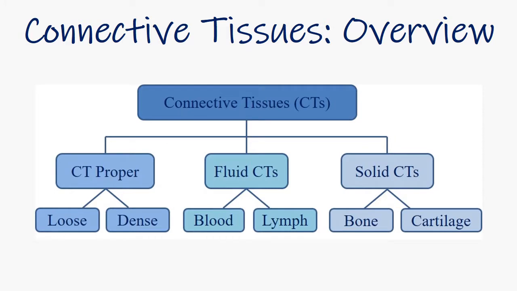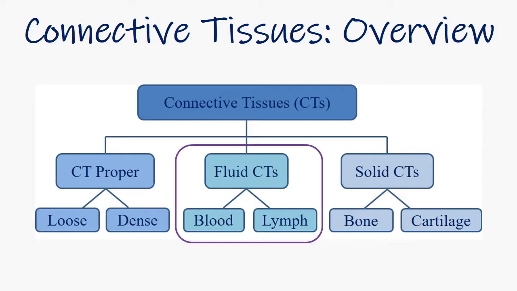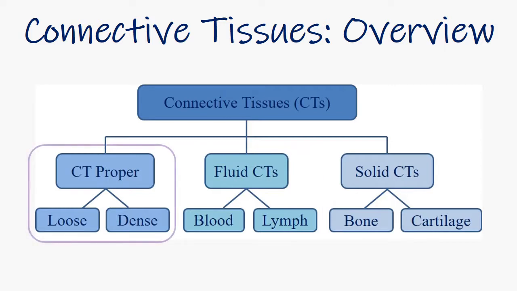Starting with an overview, it's important to know that there are specialized categories of connective tissue that include bone and cartilage, the solid CTs, and blood and lymph, the liquid CTs. However, today we are going to focus on connective tissue proper, which is found throughout the human body and serves to connect and support other tissues.